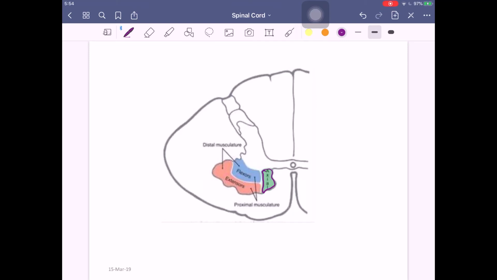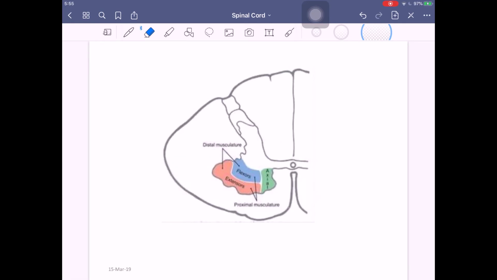Apart from this, you also have a somatotrophic arrangement wherein the medial part will be controlling the axial muscles. These are the muscles present in your axis, the vertebral column, the back. The rest, the lateral part of your anterior horn: the posterior or dorsal aspect is responsible for your flexors, and the anterior part is responsible for your extensors. If you divide this into medial and lateral, the medial part is responsible for your proximal musculature, like the shoulder, and the lateral part is responsible for your distal musculature, like your hands, or the limb in the case of the lower limb. So this is the arrangement.